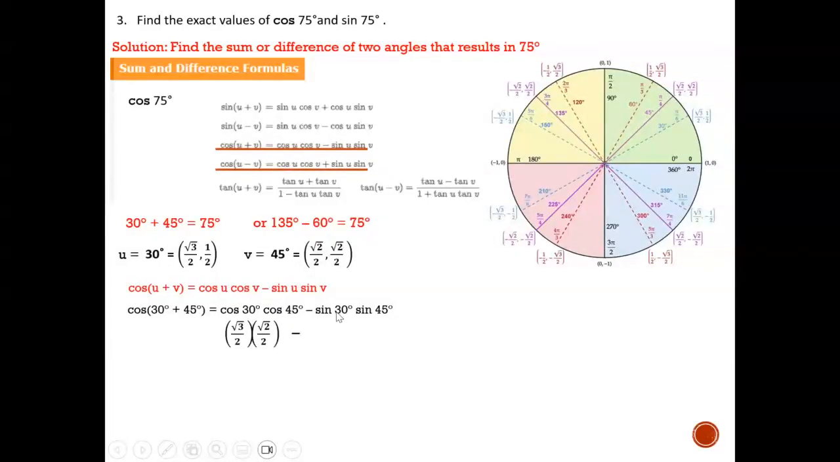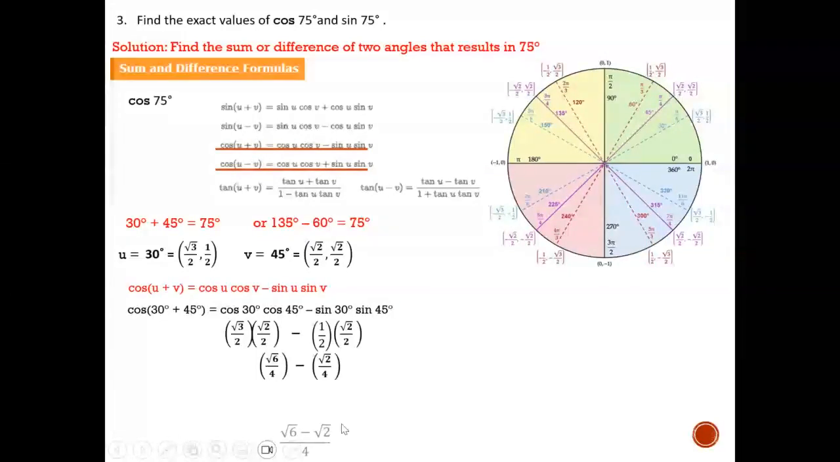Minus the sine of 30 degrees is the y value on the 30 degrees point, so it's going to be 1/2. And the sine of 45 degrees is the y value for the 45 degrees, which is square root of 2 over 2. Right, so on the left side, it's going to give us the square root of 6 over 4 minus the square root of 2 over 4. I'm going to combine them, so it's going to give us the square root of 6 minus the square root of 2 over 4. So this is my solution, guys.